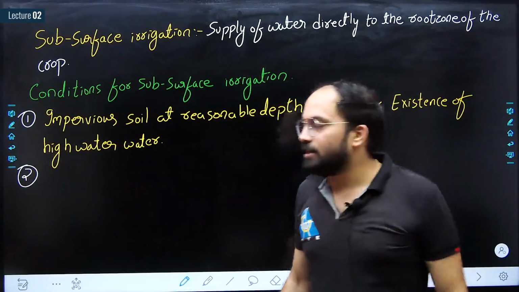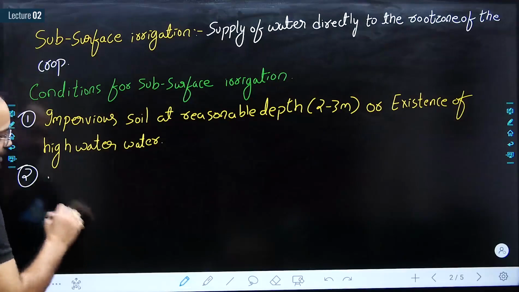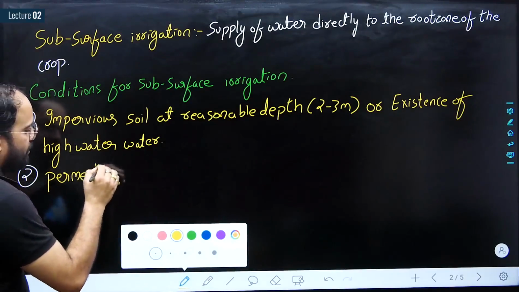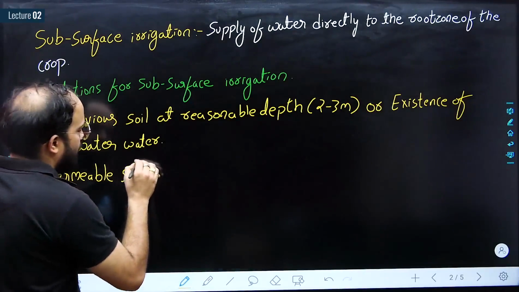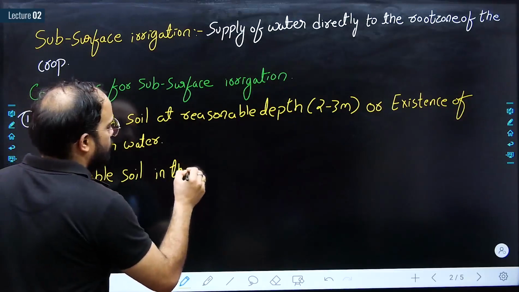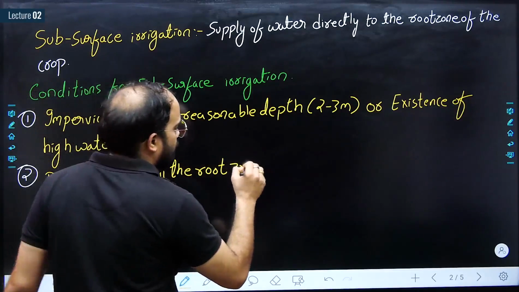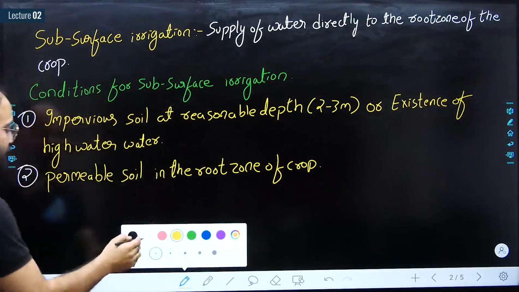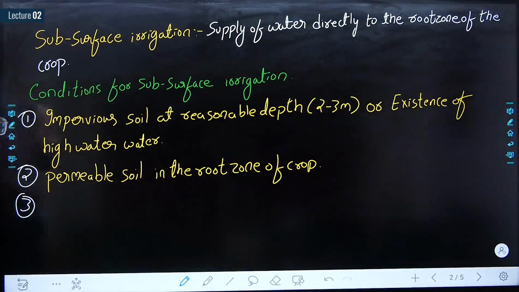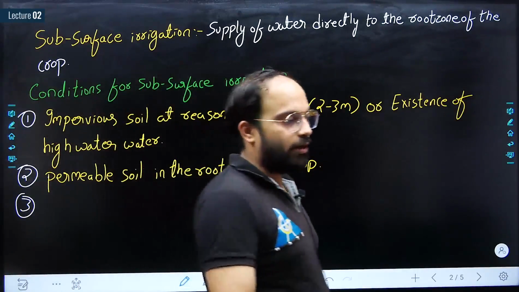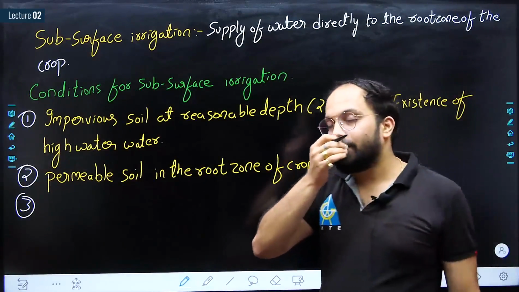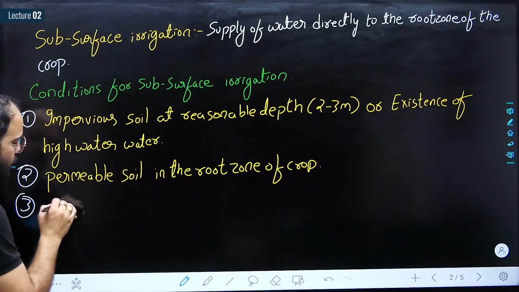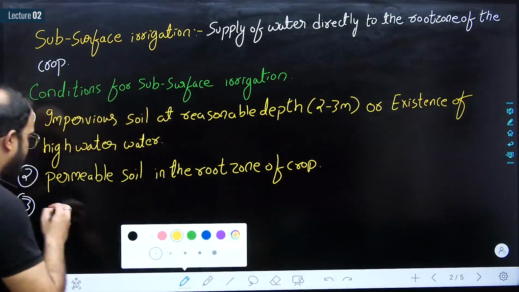So please write permeable soil in the root zone of the crop. Next is about topography. Topography should be uniform. And what about slope? Slope should be moderate. So uniform topography with moderate slope.